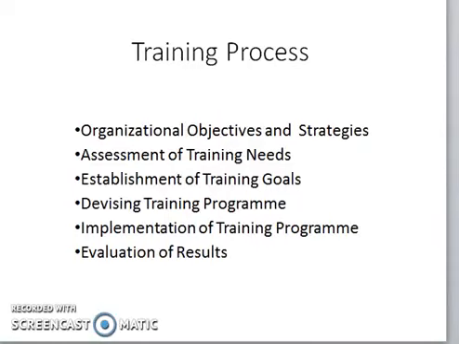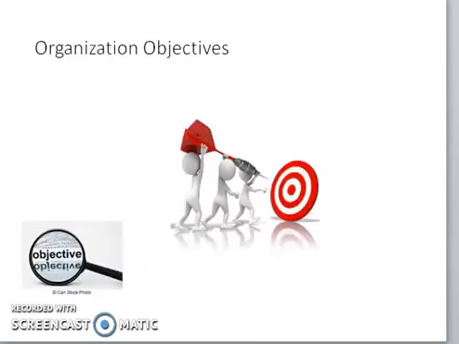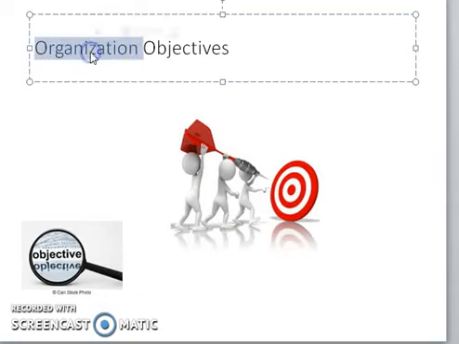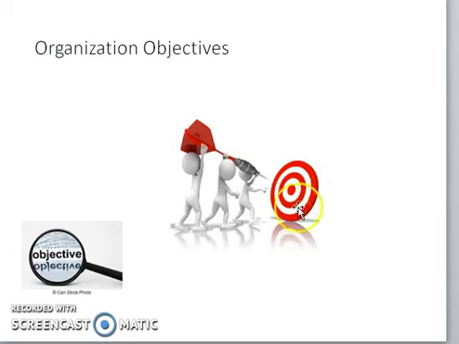In this session, we will be knowing about the training process and the various steps which are involved in the training process. The first one here is organizational objectives. Any training program starts with identifying the organizational objectives. These objectives have to be SMART, that is specific, measurable, achievable or attainable, reachable, and time bound.